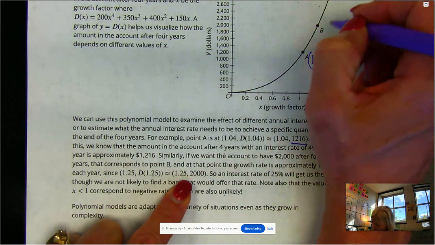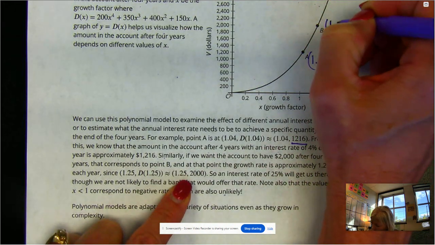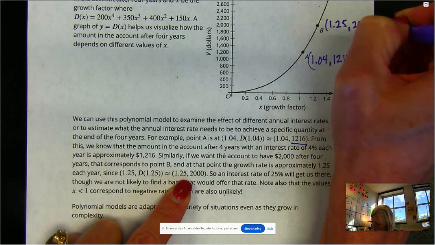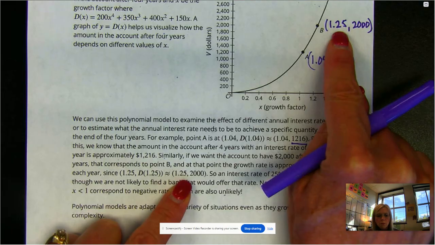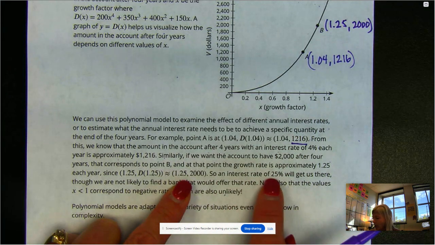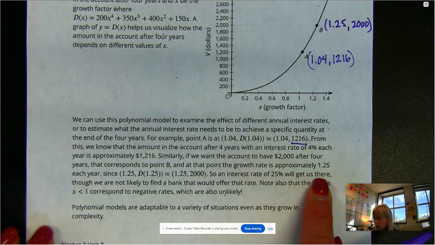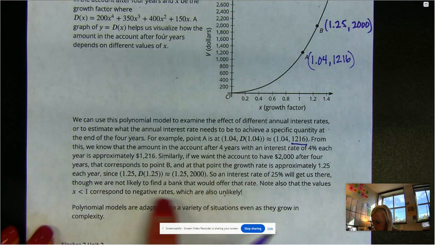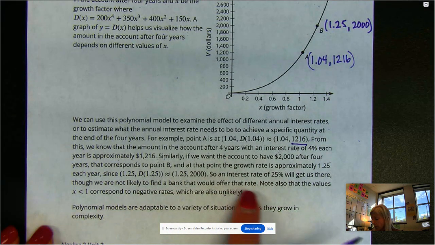Also, if we want the account to have $2,000 after 4 years, that corresponds to point B. So point B has the coordinates 1.25, 2,000. Okay, so this 0.25, that means a 25% interest rate, which is an amazing rate. An interest rate of 25% will get you the $2,000 in 4 years. Though we're not likely to find a bank that would offer that rate.